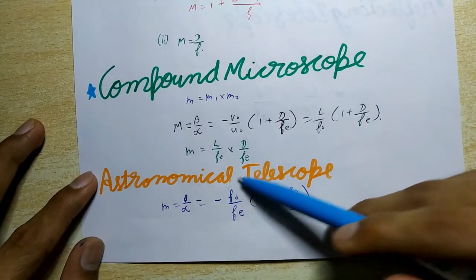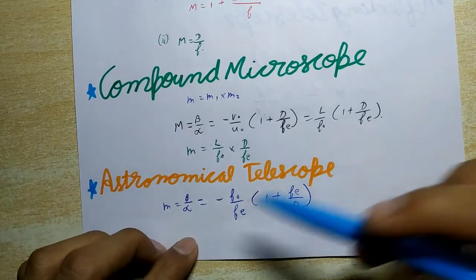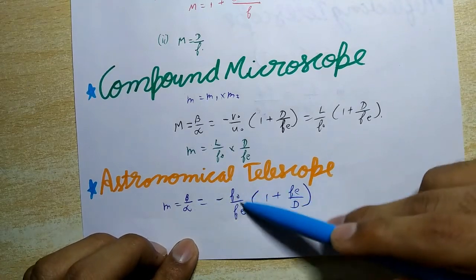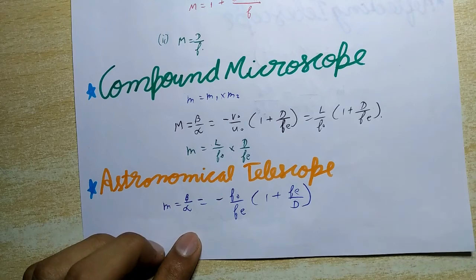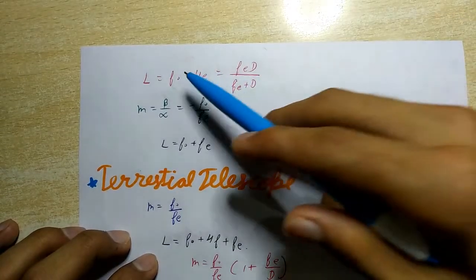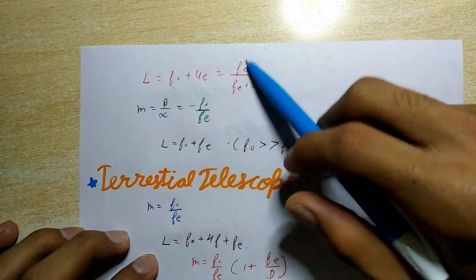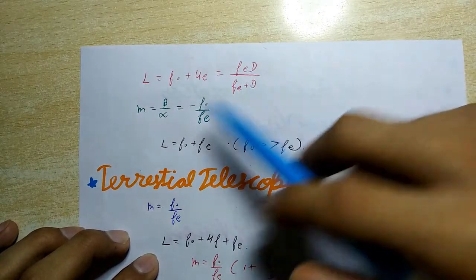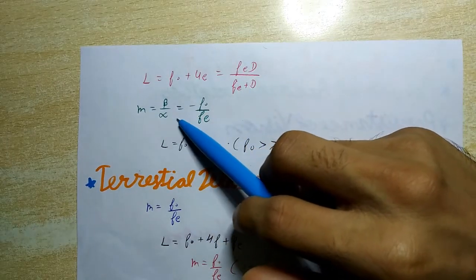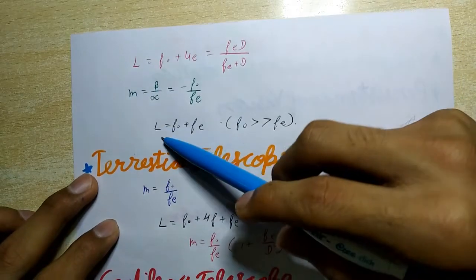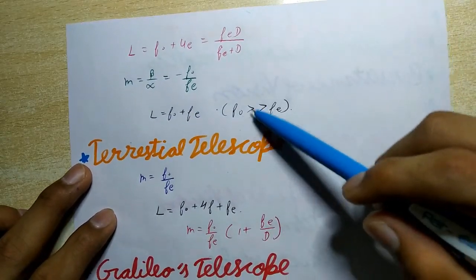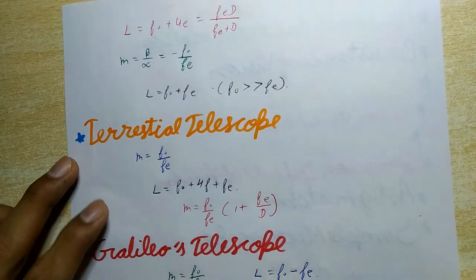Next is astronomical telescope. m = β/α = -f0/fe (1 + fe/d). L = f0 + ue, which equals fe d/(fe + d), and m = β/α = -f0/fe. And next is L = f0 + fe, for f0 much greater than fe.